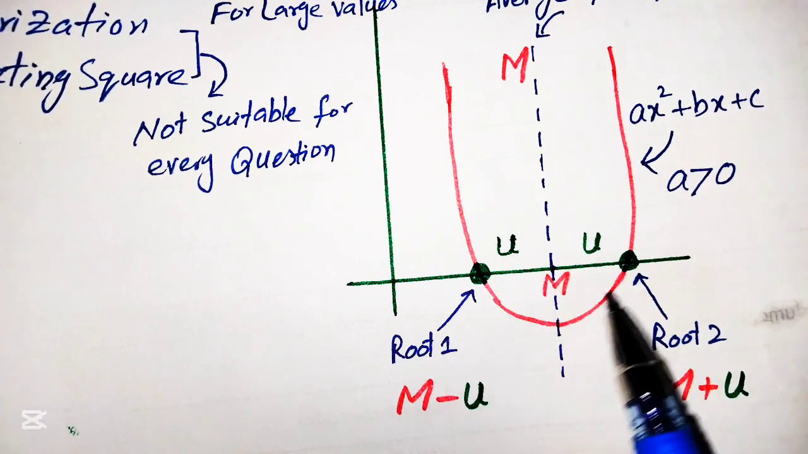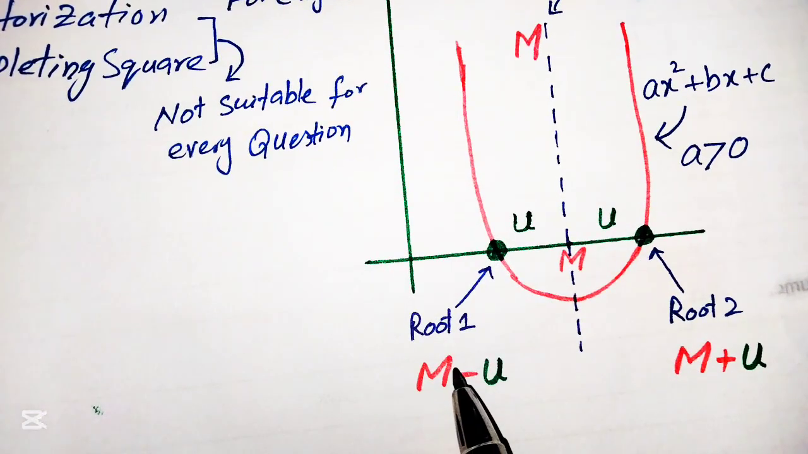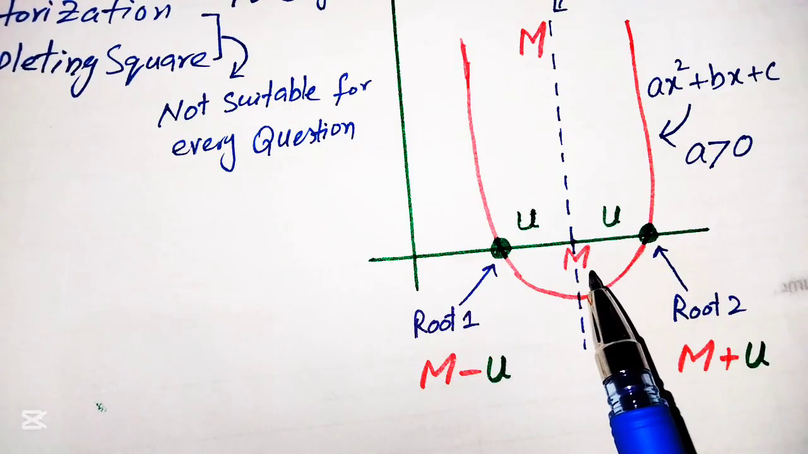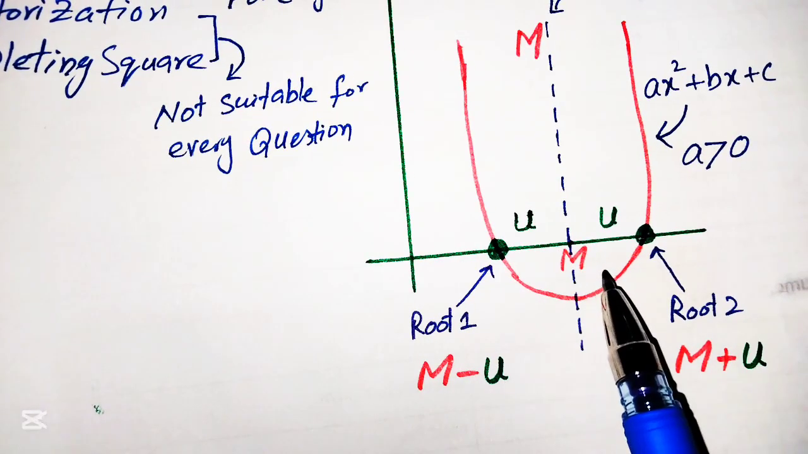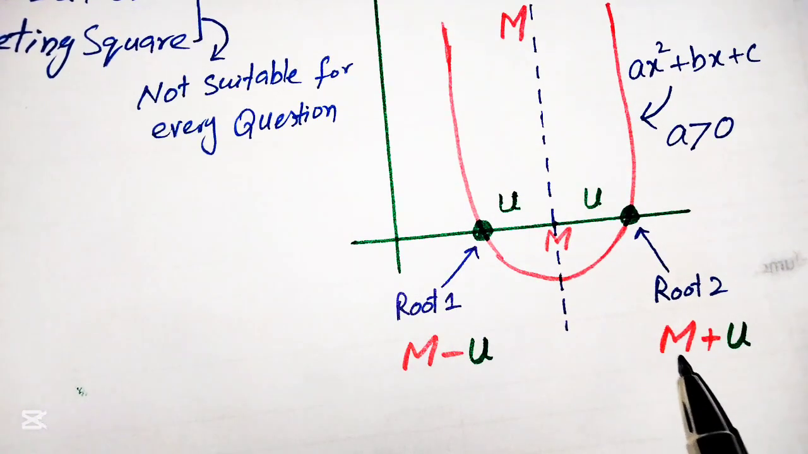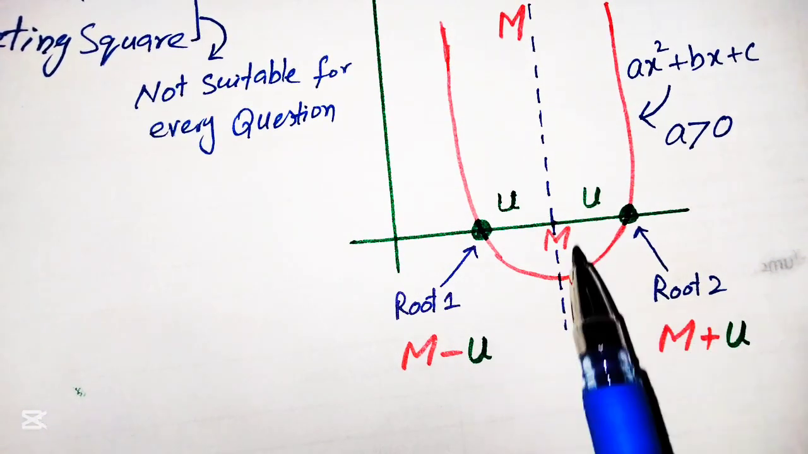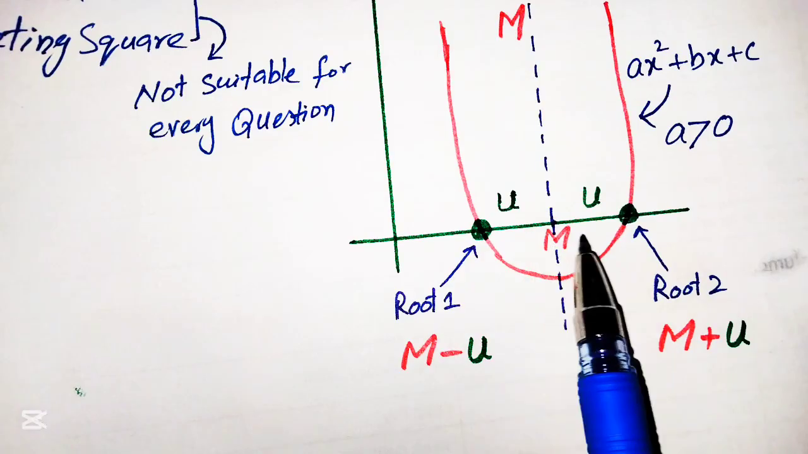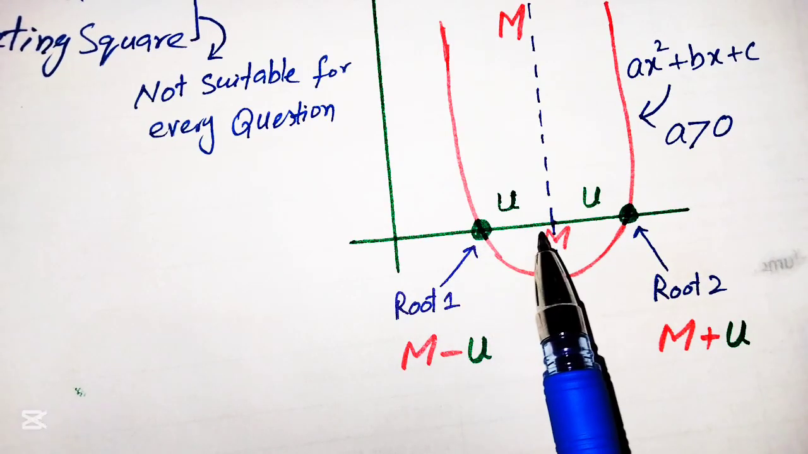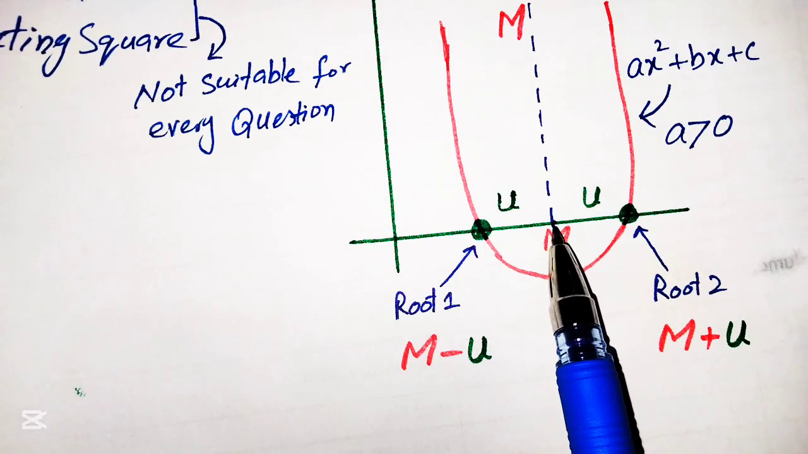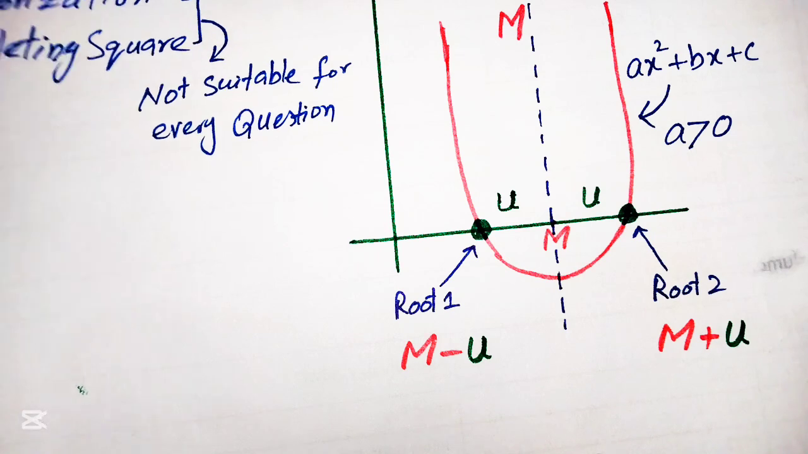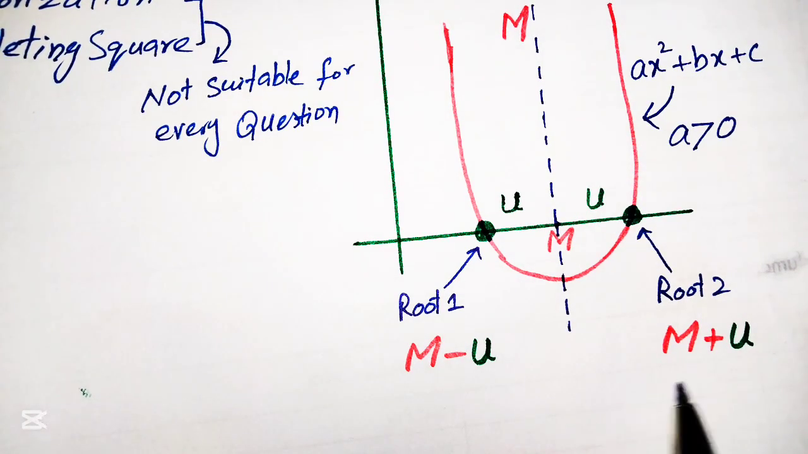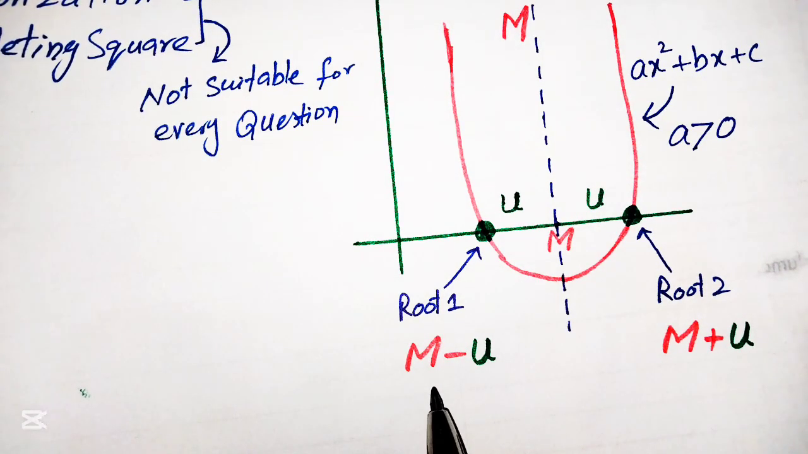From this we can conclude that the first root must be equal to the average of the roots minus u, and similarly the second root will be equal to the average of the roots plus u. Here u is some fixed number by which the roots vary from the average point, on the left-hand side and right-hand side equally. So these are the two roots in terms of the average of the roots.